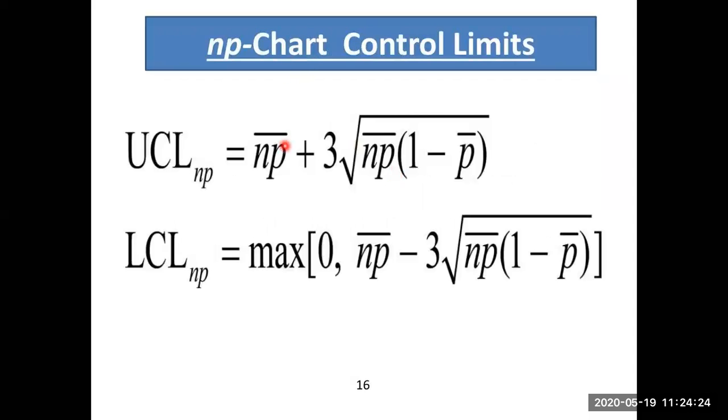Next, NP chart formula is NP bar plus 3 into something, NP bar minus 3 into something, here what he has written is the maximum of 0 and something. That means if you come across a lower control line with a negative value, remember this point, automatically you have to consider that as 0. Remember, once again I am saying, if you come across a lower control line as a negative value, treat it as 0.